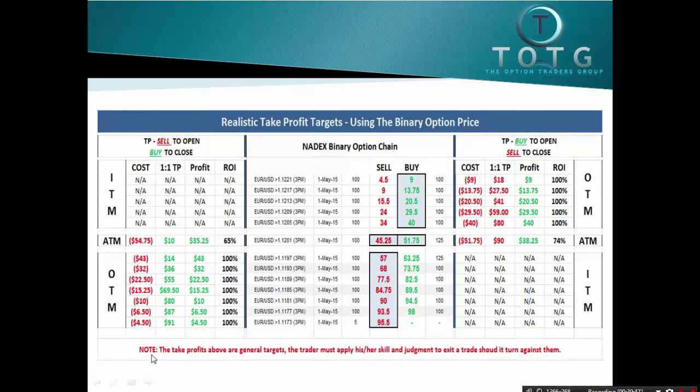Now, please take note of this. The take profits above are general targets. The trader must apply his or her skill and judgment to exit a trade should it turn against them. So don't just sit there and watch something that's profitable go against you because it didn't quite reach your take profit. If things look like they're going against you, take the profit. Use this as a guide. You're not always going to be able to make your 100% ROI. If you make a little bit less, hey, a profit is a profit.